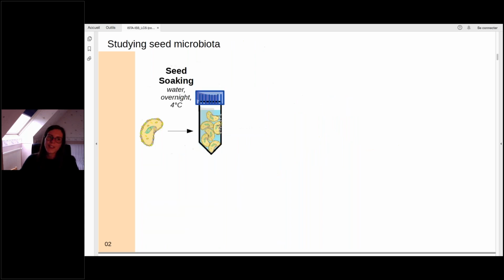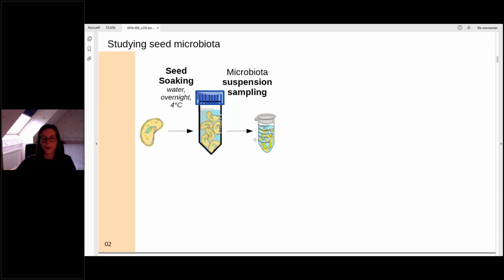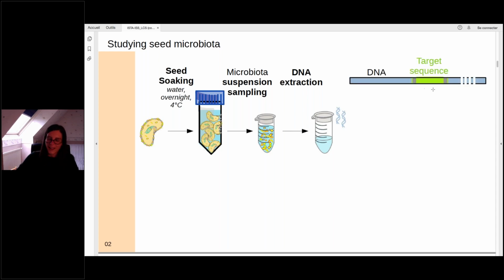How do we study the seed microbiota? To study the seed microbiota, we soak the seeds in water, let them macerate a bit, then we sample this microbiota suspension once the endophytic and epiphytic communities are suspended in the water. And from it, we can extract the DNA from the microorganism cells. We can represent the DNA just like that.